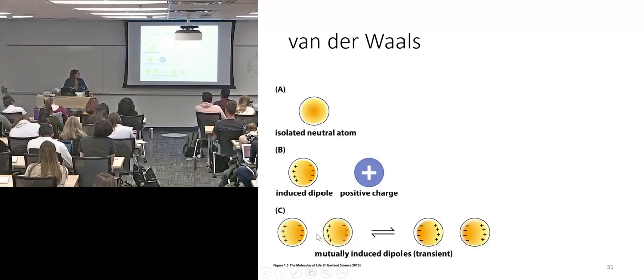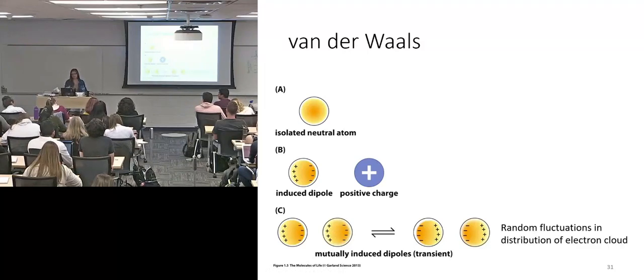Another option is that spontaneously, just by random stochastic chance, an atom will have a distribution of charge, will create a dipole, and then it can induce a dipole in the atom next to it, so on and so forth. So just random fluctuations and distributions in the electron cloud can result in dipoles, or forget can, they do. This will happen.